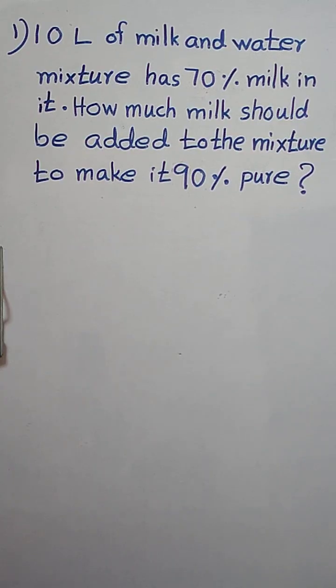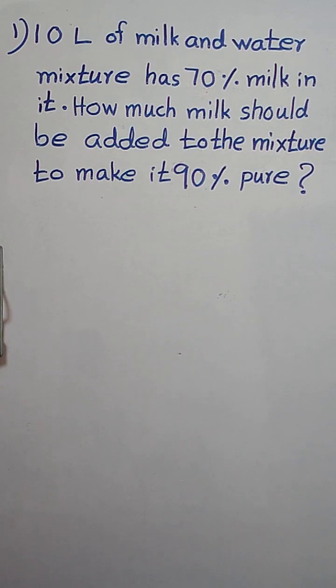10 liters of milk and water mixture has 70% milk in it. How much milk should be added to the mixture to make it 90% pure? By reading the question, we understand that the mixture is 10 liter and in 10 liter 70% is milk. That is, 70% of 10 liter is 7 liter. The remaining is water. That is 30% or 3 liter is water.